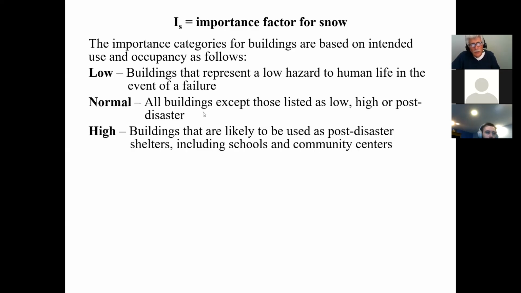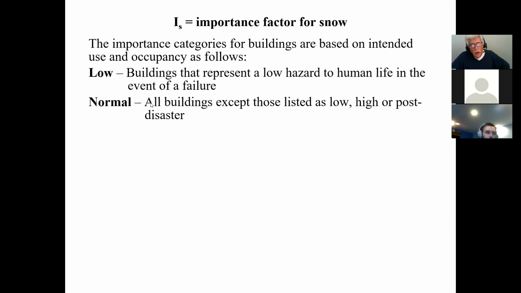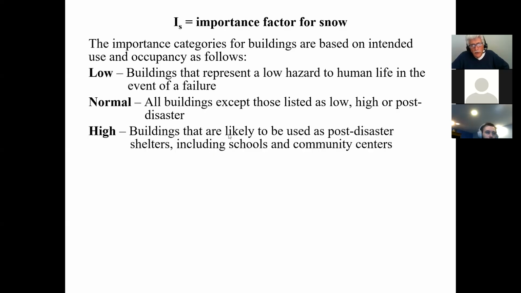Number two, of course, all buildings except low, high. In other words, this here, normal, would be your house, shopping center, office buildings, okay? These are all normal buildings, industrial buildings. And then, of course, high are buildings that are likely to be used as post-disaster shelters, such as schools and community centers. So therefore your CLSCs, maybe not CLSC, probably is under high because it's almost like a hospital, but your schools and so on, that would be a high.